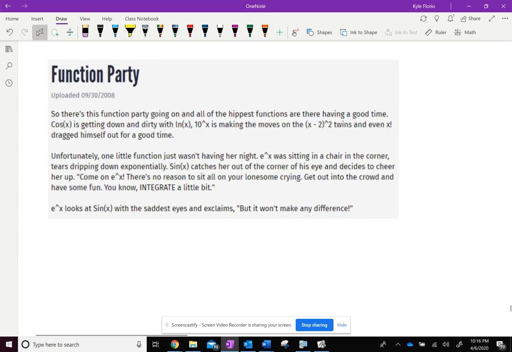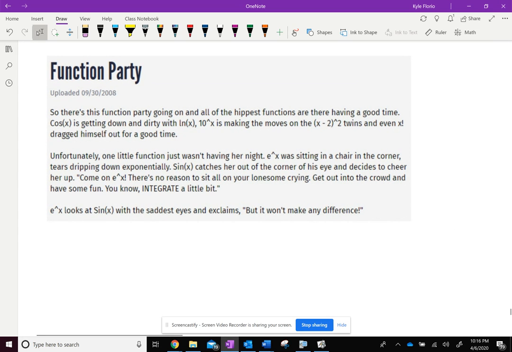I'm going to leave you out with a story. The function party. So there's this function party going on, and all of the hippest functions are there having a good time. Cosine x is getting down and dirty with the natural log of x. 10 to the x is making the moves on the x minus 2 squared twins, and even x factorial dragged himself out for a good time.